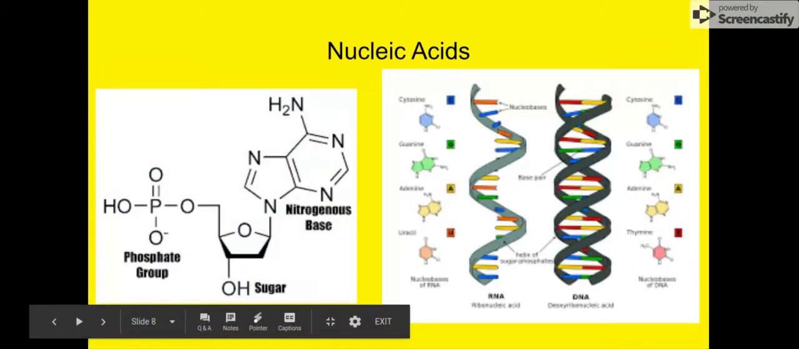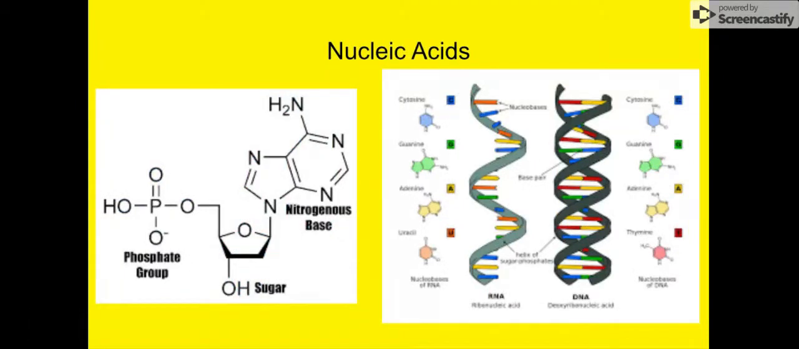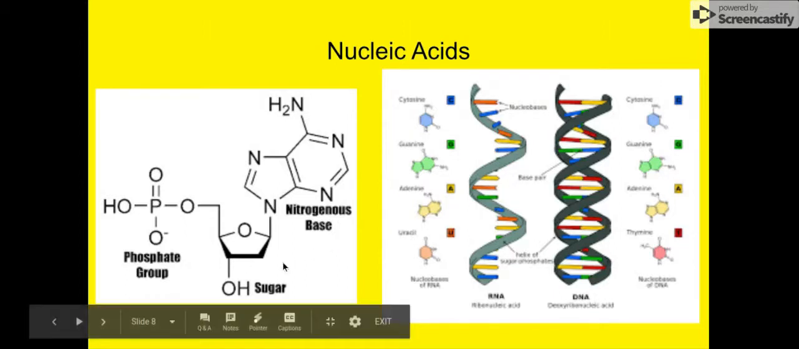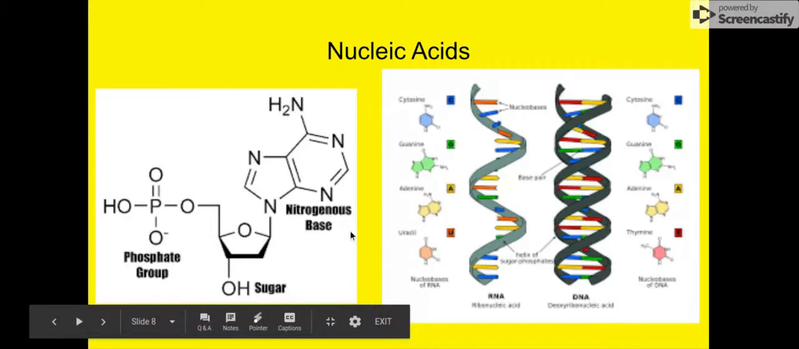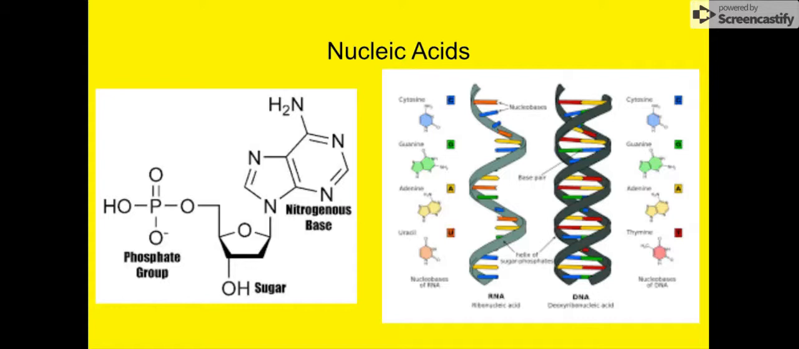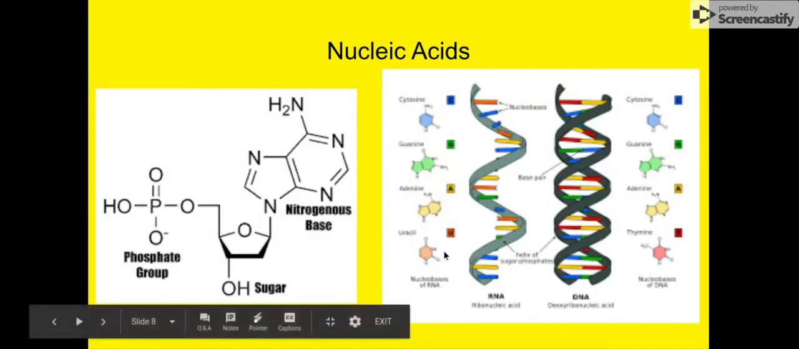Nucleic acids are DNA and RNA, and the parts of DNA and RNA are nucleotides. These nucleotides have a nitrogenous base, a 5-carbon sugar, and a phosphate group. So that's how they're made up. DNA is the molecule of heredity, and it's made up of adenine, thymine, cytosine, and guanine. RNA is single-stranded, and instead of thymine, it has uracil.